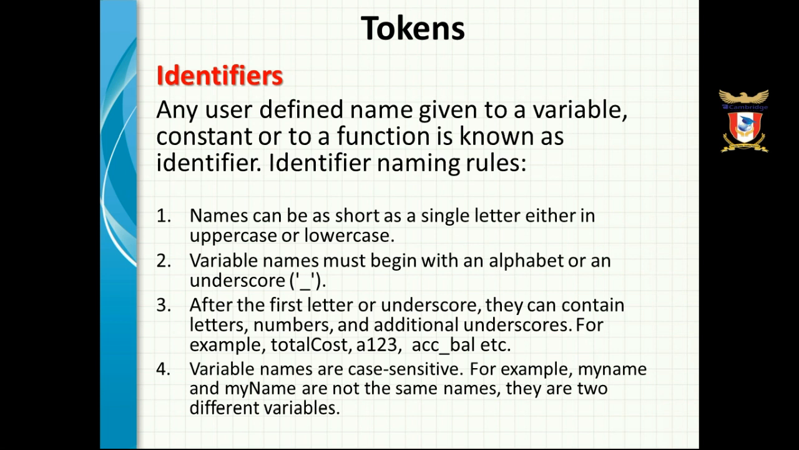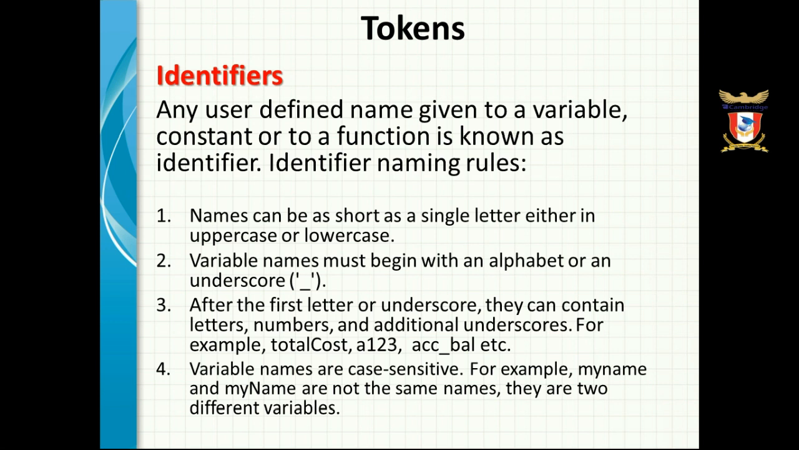So we have some identifier naming rules. We can start the name of an identifier with a character only, uppercase or lowercase. We can't start an identifier with a digit. For example, A, B, C is a valid identifier. A1 is a valid identifier, but you can't write 1A as an identifier.